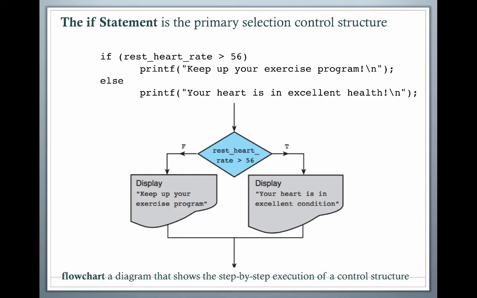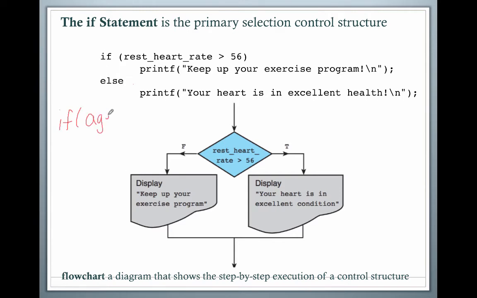The way if else works is that if is going to include whatever you're testing, and else is going to include everything else. So if you use an if-else situation, you don't need to put any condition on the else, because else is going to include any resting heart rate that is not greater than 56. Okay, do you understand?